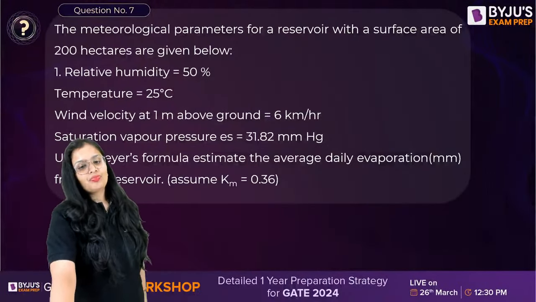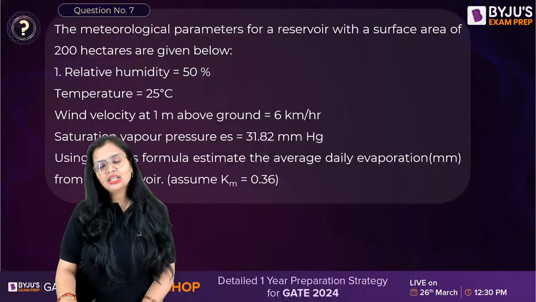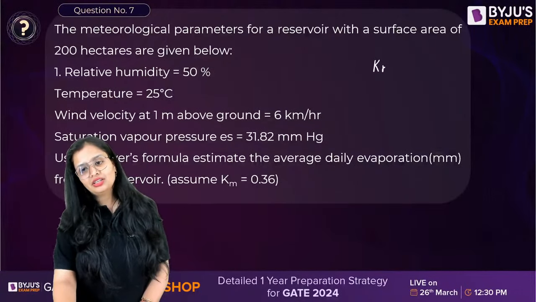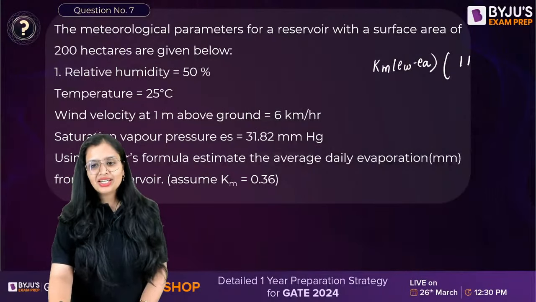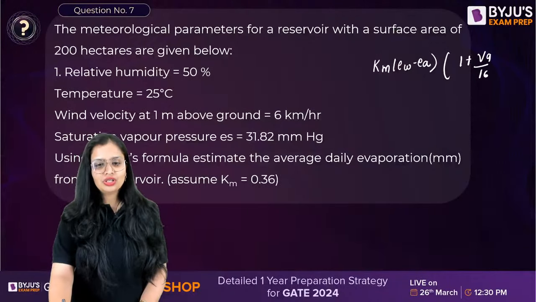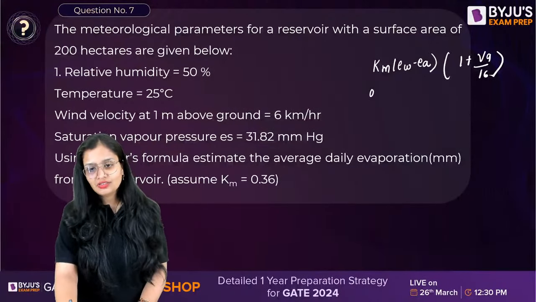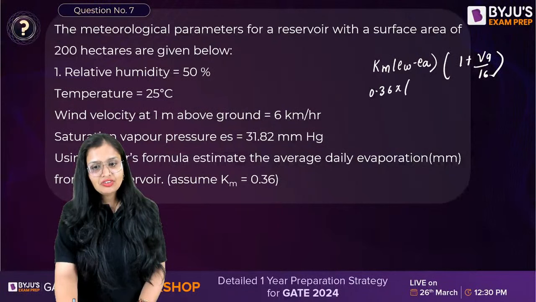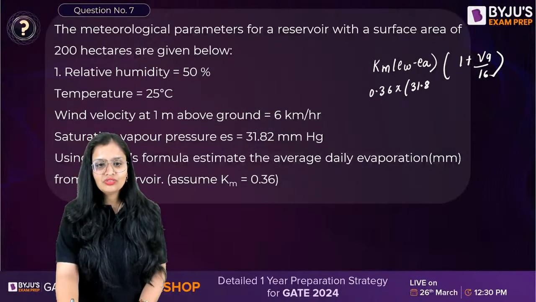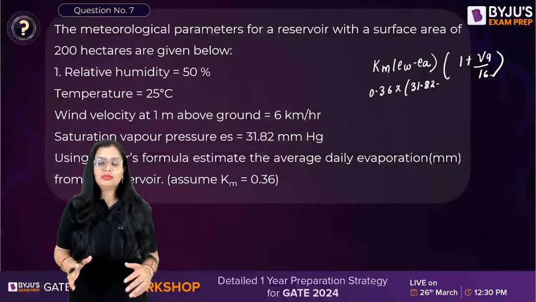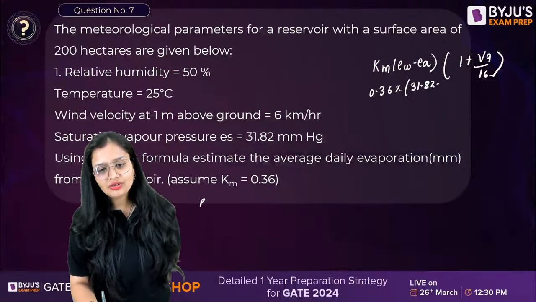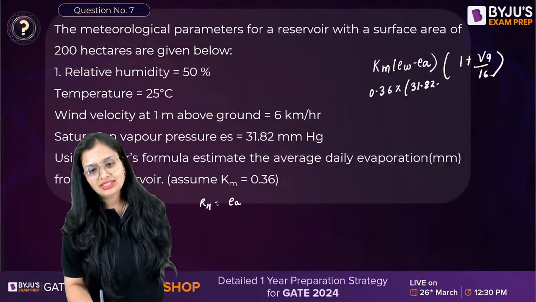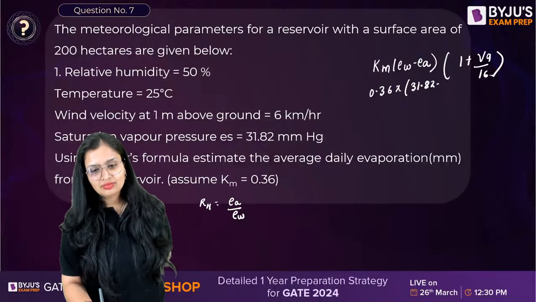Now, talking about Meyer's formula. What is the formula for Meyer? Instead of EW, you can write ES also. Nomenclature depends upon you, whichever you are comfortable with. So Km, the constant value, is given to you. Saturation vapor pressure is given to you, but actual vapor pressure is not given to you. So in place of actual vapor pressure, they have given you relative humidity. So how will you calculate? This is EA by EW, or you can say ES.